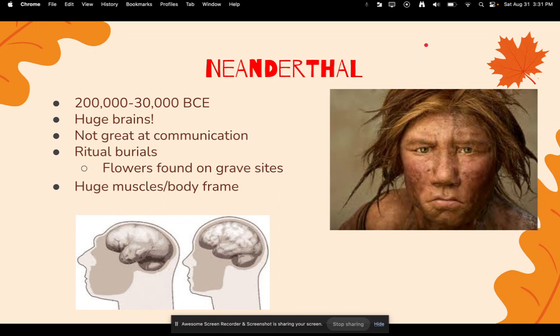Then you have the Neanderthals. They're from 200,000 to about 30,000 BCE. Now, they had huge brains, even bigger than our brains now. That does not mean they were smarter. They were not great at communication, but they did have interesting things such as ritual burials, where they would put flowers onto grave sites. They also had huge muscles and a huge body frame.